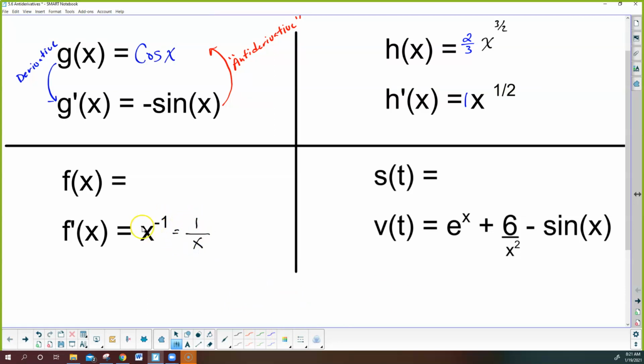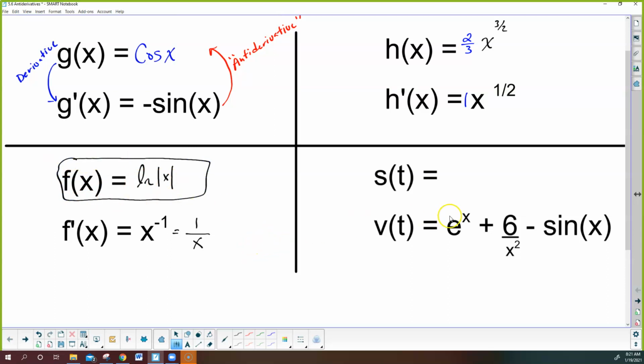Remember how we can write x to the negative 1? So now I'm thinking whose derivative gives me 1 over x? And that's the special rule, the natural log of x. Now, you'll notice I put absolute values around here. The reason why is because any value in here has to be positive. And there's a domain issue with that, which we're not going to get into right away.